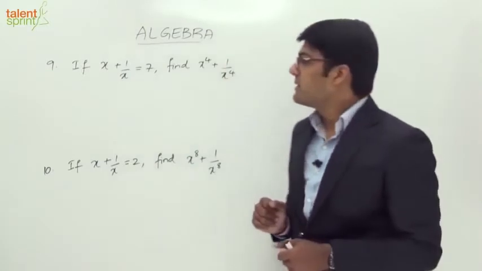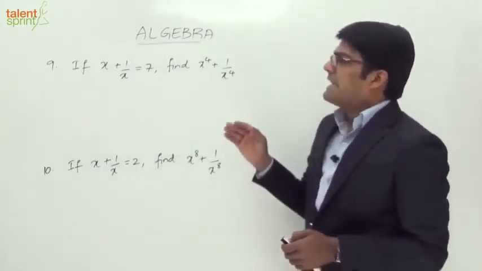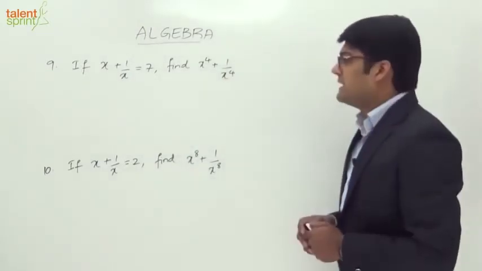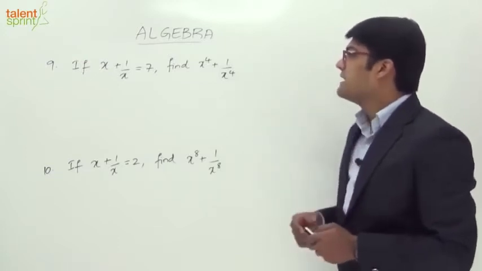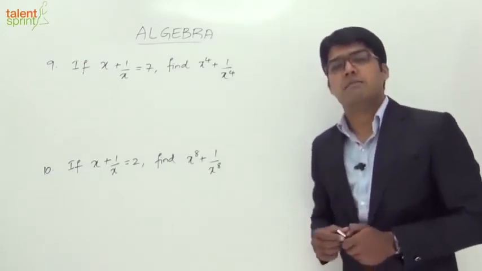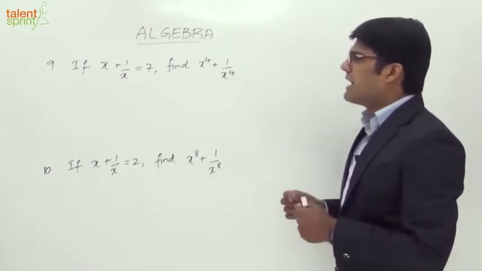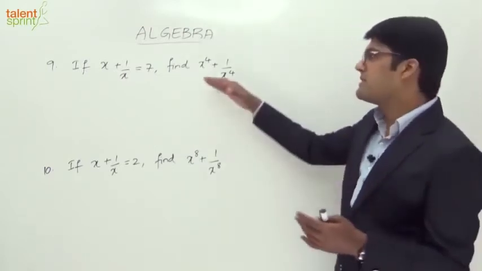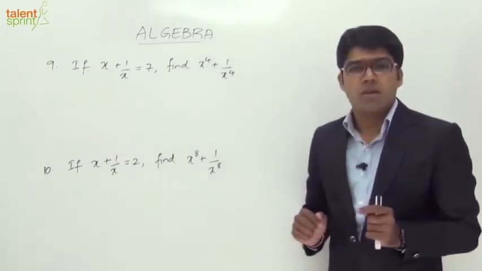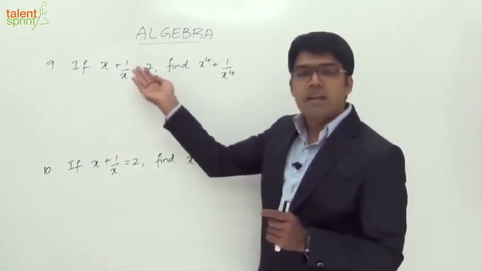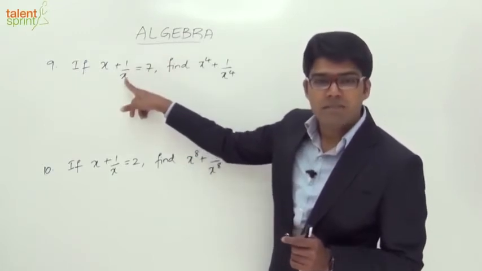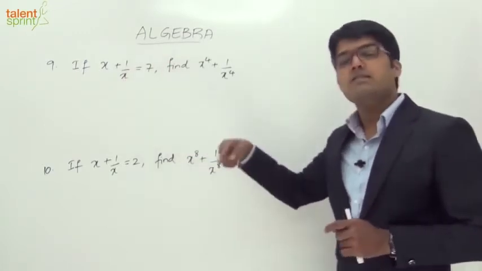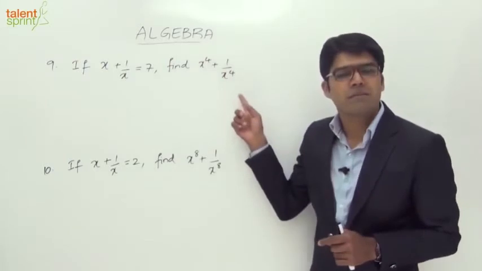Let's look at the given questions here. Now question number 9, it says x plus 1 by x equal to 7. Then find x power 4 plus 1 by x power 4. Now we don't have a direct formula, or we haven't taken any direct formula which can give us x power 4 plus 1 by x power 4. What we need to do here is find out x square plus 1 by x square from the given equation, and then again square it to get x power 4 plus 1 by x power 4.